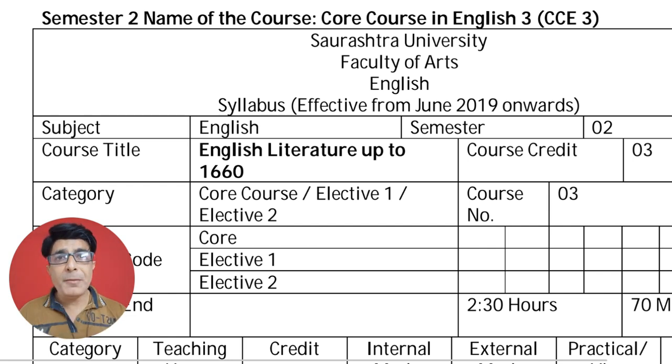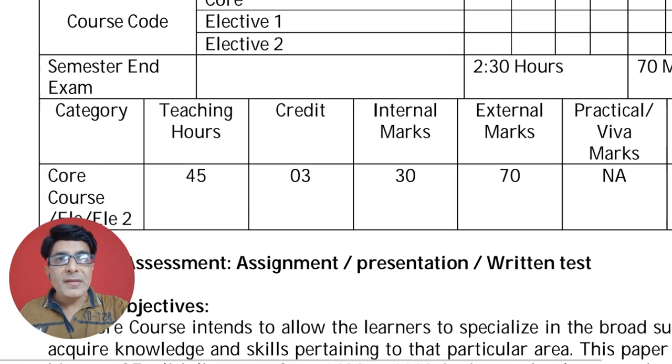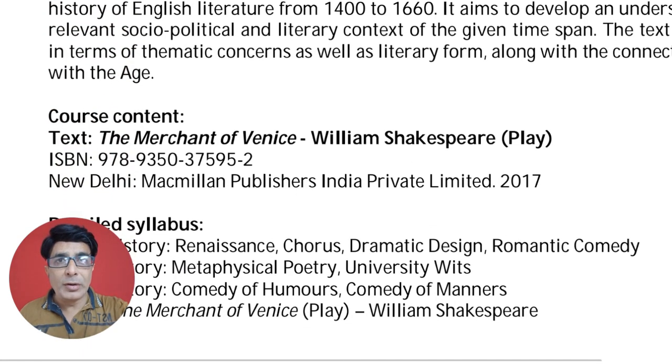Okay, paper number 3. The title of this paper is English Literature up to 1660. That means in this paper the focus, the concentration, is mainly on the English literature which was written before 1660, right? So here what you will study, let's have a look. Here the text which is prescribed to you by Saurashtra University is The Merchant of Venice.